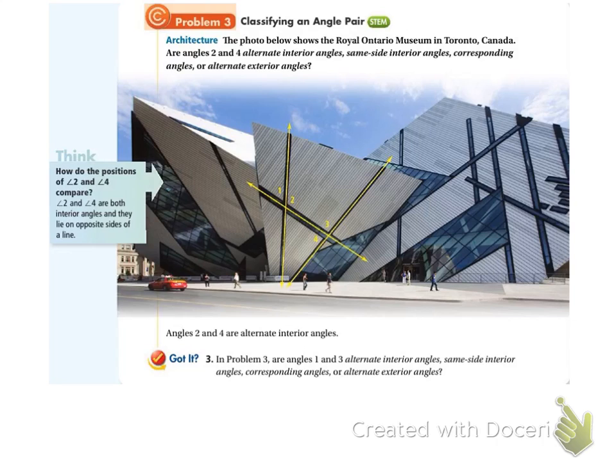Okay, now we got a picture of a real sculpture, I believe. Oh yeah, it's the Royal Ontario Museum in Toronto, Canada.